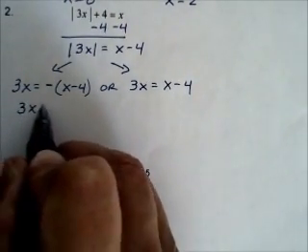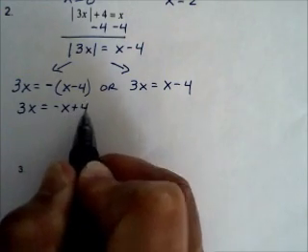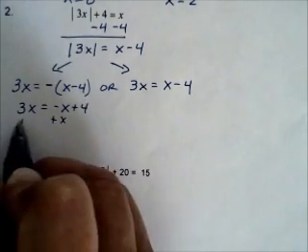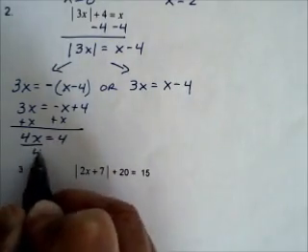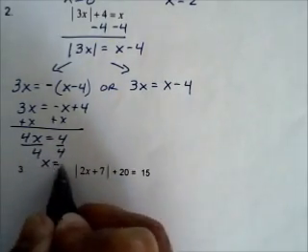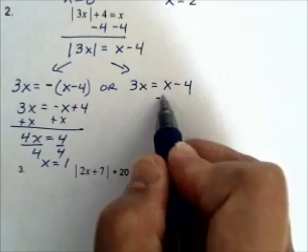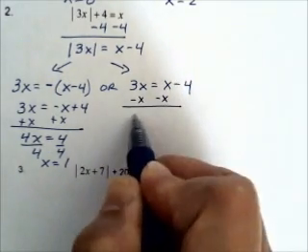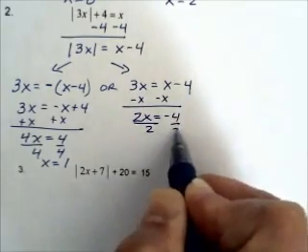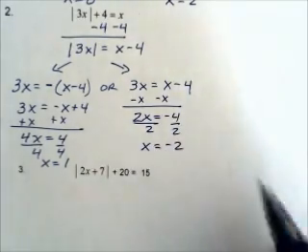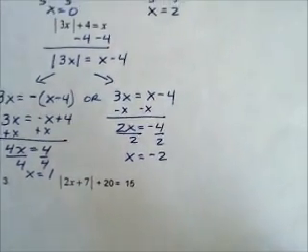Distributing the negative, negative x plus 4, adding x to both sides, 4x is equal to 4, and divide by 4, and x equals 1. Subtracting x, 2x is equal to negative 4, dividing by 2, x equals negative 2. Now for the checks.